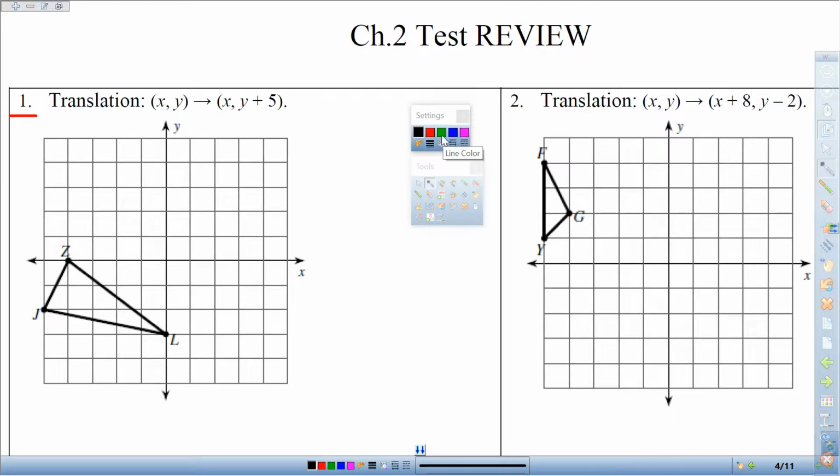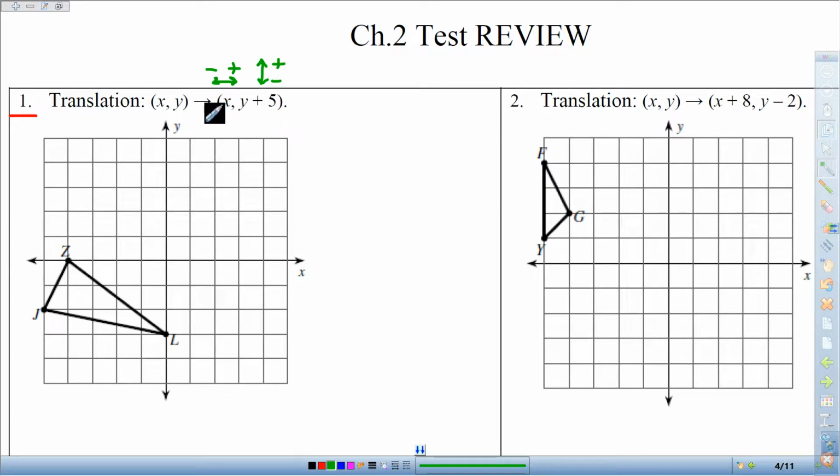Okay, so to go over the fundamentals, our x is whether we go left or right, and my y is whether I go up or down. If I subtract, I go left. If I add, I go right. And then for my y, if I subtract, I go down, add, I go up.